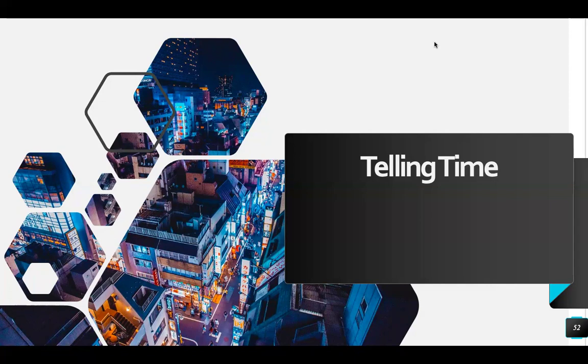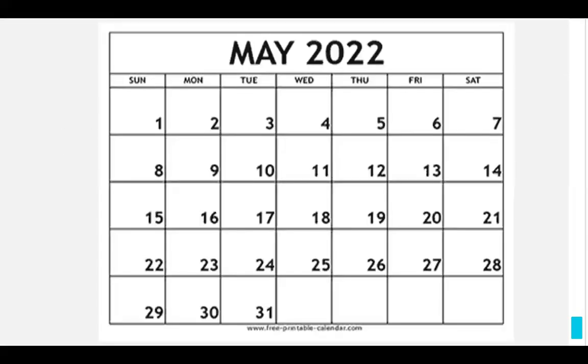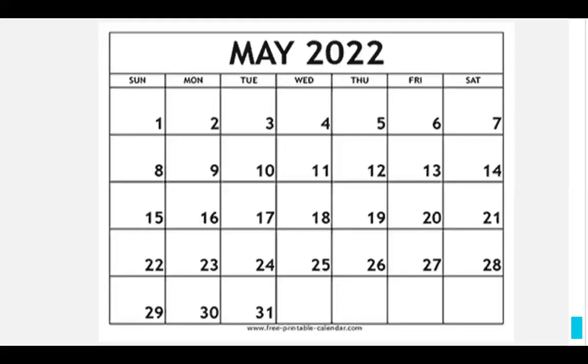And last week we talked about the days of the week and months of the year. So we say that a calendar is a table that shows the year, the months, the days, and the dates. So this is the calendar. So we show the dates, the days, the months, and the year.